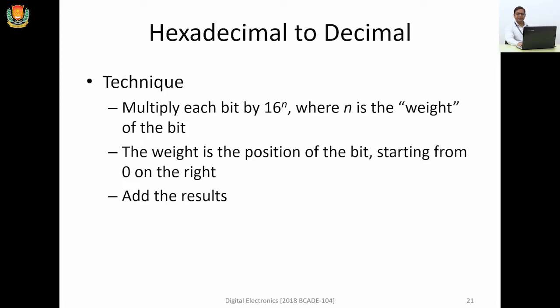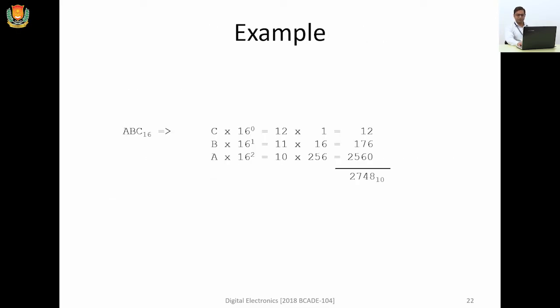The technique is the same as the previous one, like binary or octal to decimal. Now we are going to multiply each bit with 16 to the power 0, 1, 2, 3, 4 up to n minus 1. Suppose I have 5 bits or 3 bits in hexadecimal, I have to multiply by 16 to the power 0, 1 or 2.